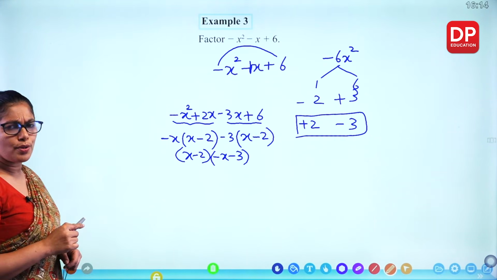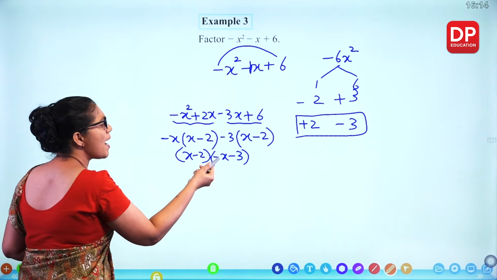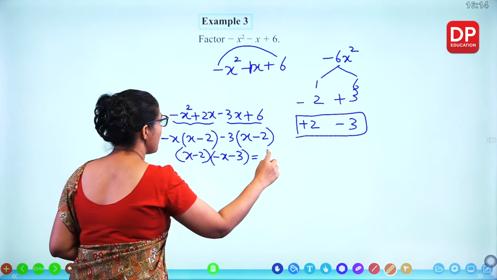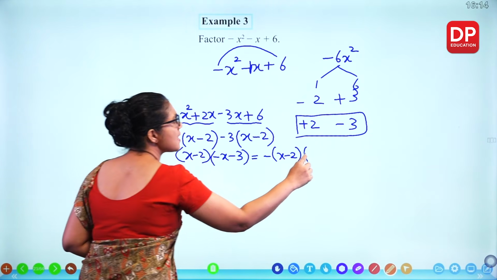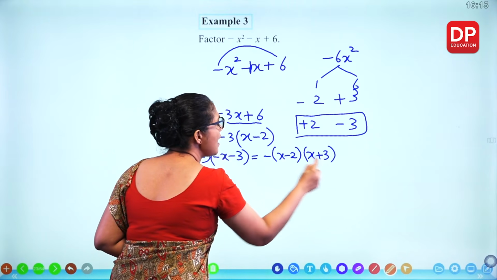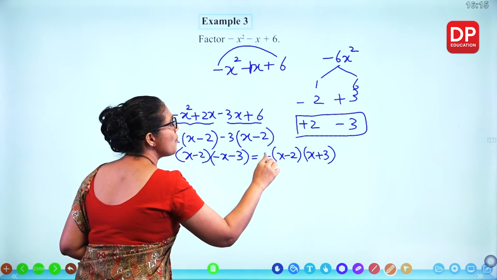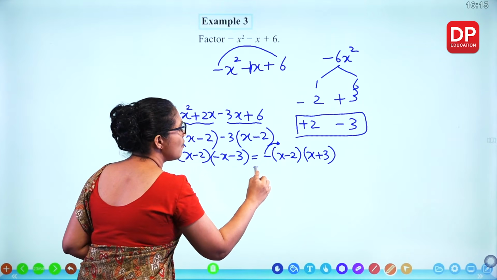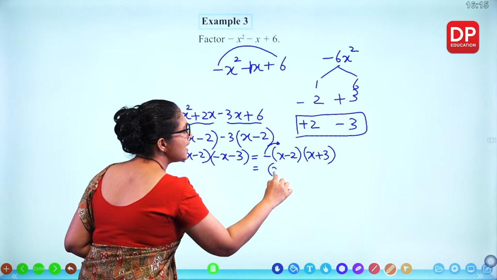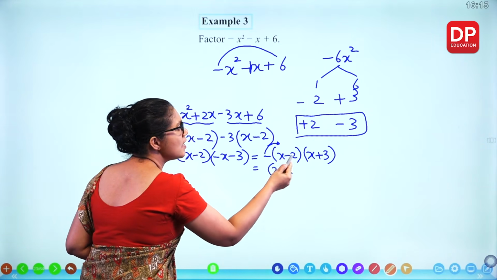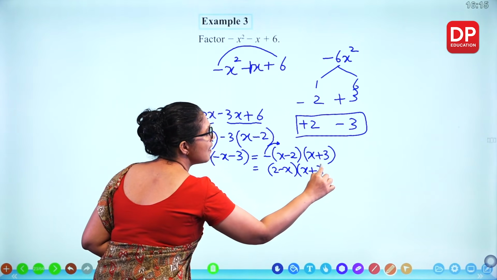What we can do here, both are minus, so you don't need to write it like this. I can take the minus out. So instead I can write minus x minus 2 and this becomes x plus 3. Again, I can put this minus sign inside the brackets. So when I put this one inside, what am I getting? I am getting 2 minus x here. Switch the two terms. So 2 minus x and x plus 3.